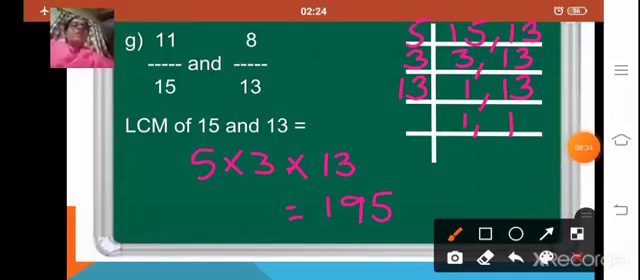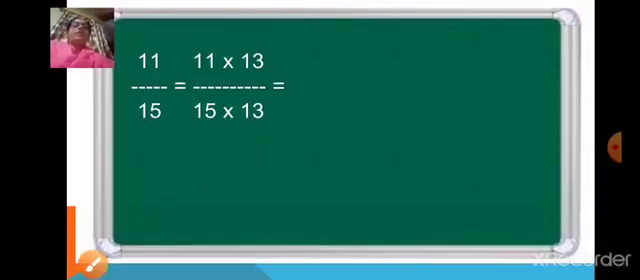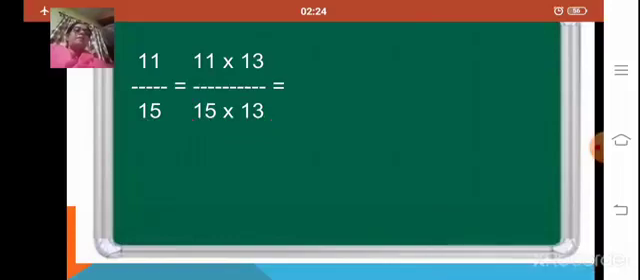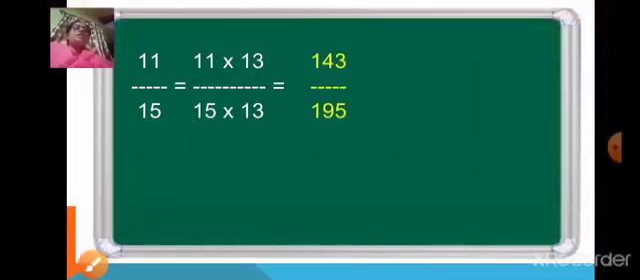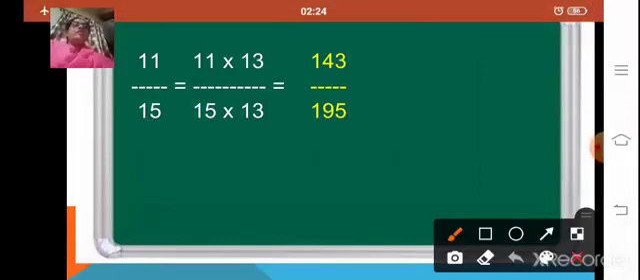Now once you have found the LCM, what is the second step? That is to make the denominators equal to the LCM. So you will take the first fraction, that is 11 upon 15. Now 15, when you multiply it by 13, you will get the denominator as 195. So same number to be multiplied by the numerator also. So 15 into 13 will give you 195, which is equal to your LCM. Same way 11 into 13 will give you 143.